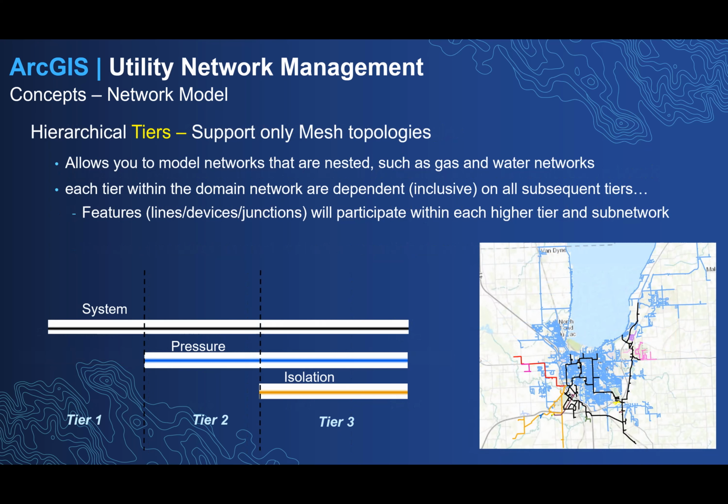Hierarchical tiers only support the mesh topology, like water and gas. This allows you to model networks that can be nested, so that each tier within a domain network is dependent on and inclusive of all subsequent tiers. So features inside a tier will participate within each higher tier and subnetwork.